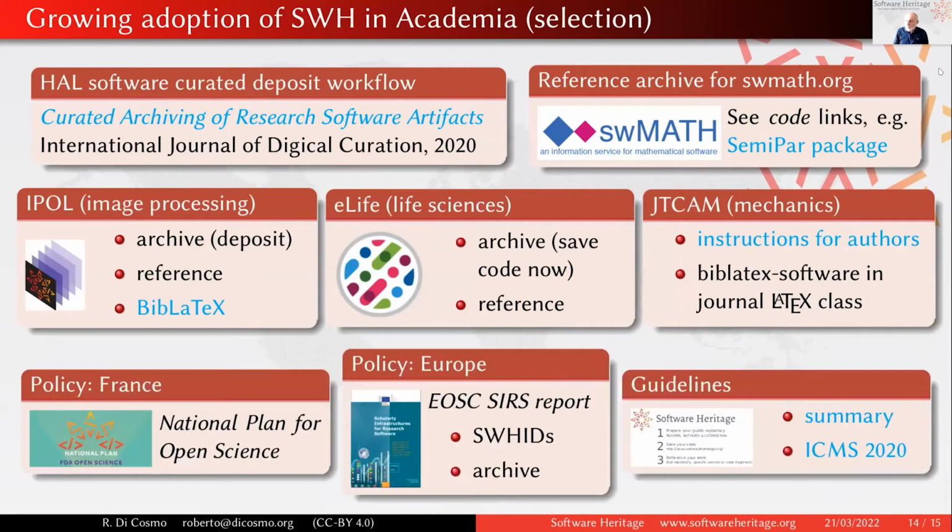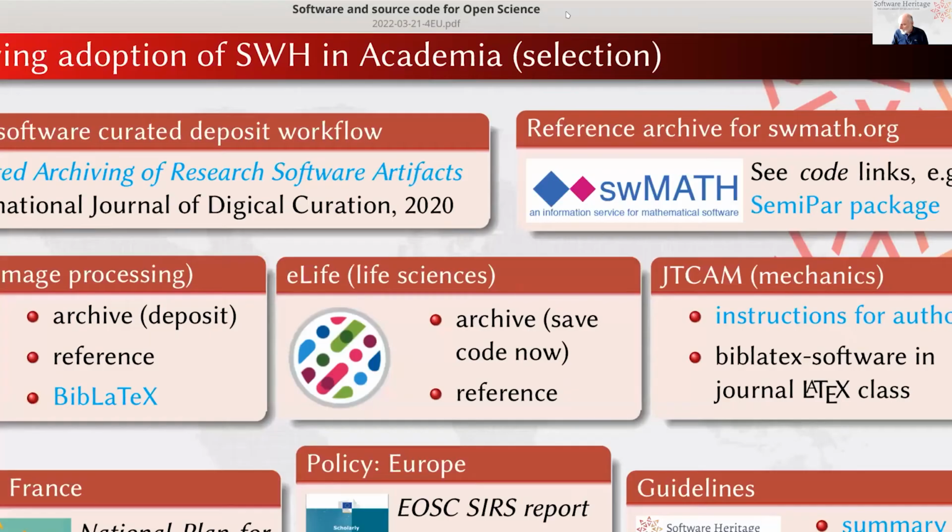And from the policy level, you have a national plan for open science that was published last summer here in France. The focus is on many things around software, and in particular it recommends and supports Software Heritage for archival. The same is done at the European level in this EOSC report. And again, there are very simple, very easy guidelines for archiving and referencing your source code. It is just a couple of lines that you can follow. There is also a paper here, ICMS, that shows you how to do these things.